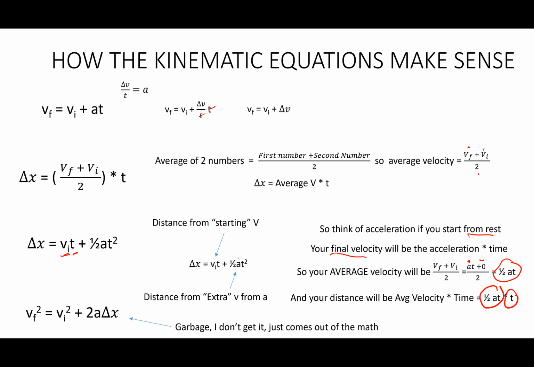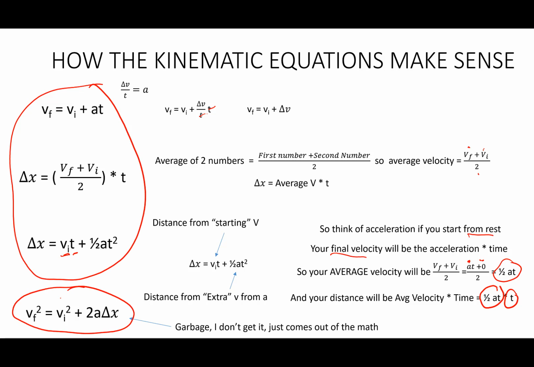And then this one, this is just garbage. It just comes out of the math. You have these equations, and then you can Frankenstein them together to get this one. There probably is an intuitive explanation. I'm just not smart enough to figure it out.